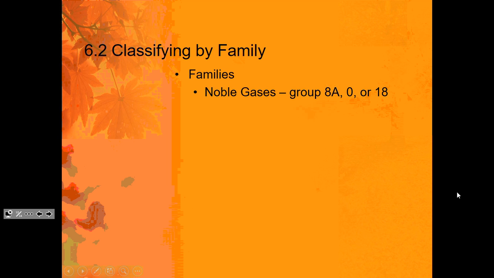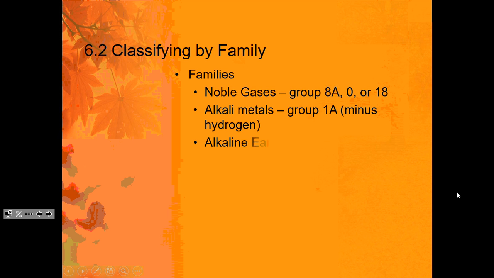Now, the group numbers are a way to describe which column or family we're talking about in the periodic table. And depending on what table you're looking at, the noble gases are either group 0, group 18, or group 8A. Now, far left-hand side of the table, so we're going from the far right to the far left, are alkali metals. So this is group 1A, or group 1, minus hydrogen. All of these substances have one valence electron, and they basically react with nonmetals to lose that electron very, very readily.